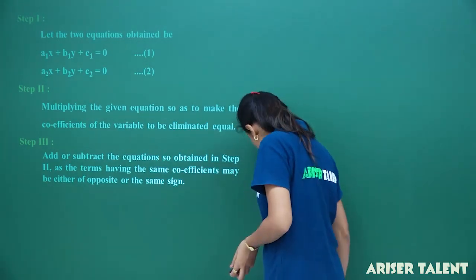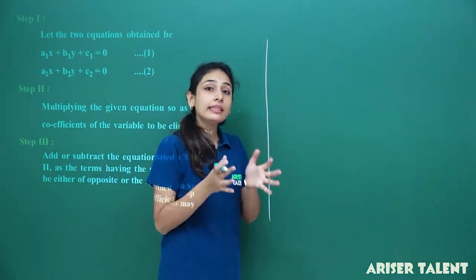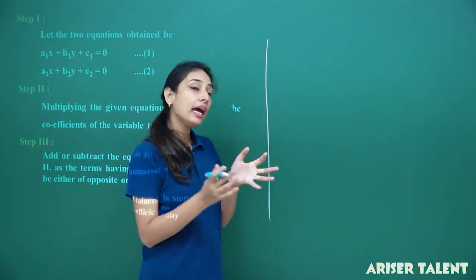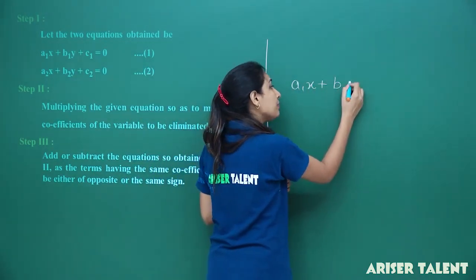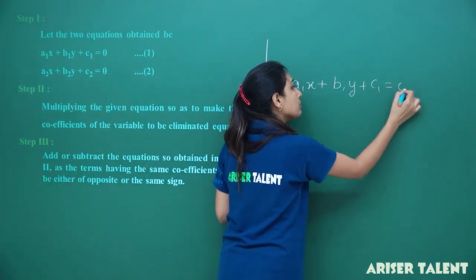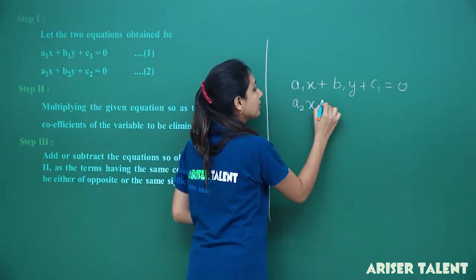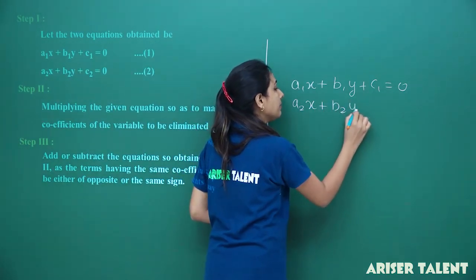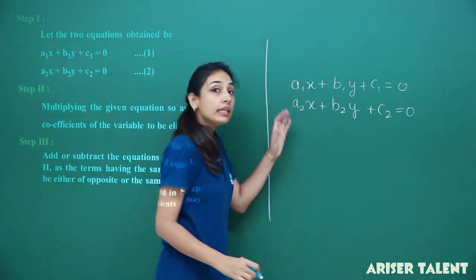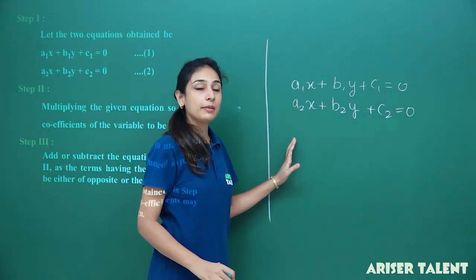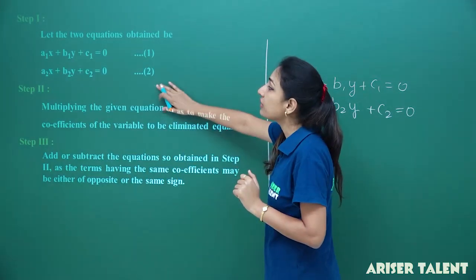Okay, so students, talking about it, what is the basic pair of equations we are having? That is a1x plus b1y plus c1 equals 0. This is one. Now the second is a2x plus b2y plus c2 equals 0. These are the two basic equations on which we work, right students? So this is given there also.